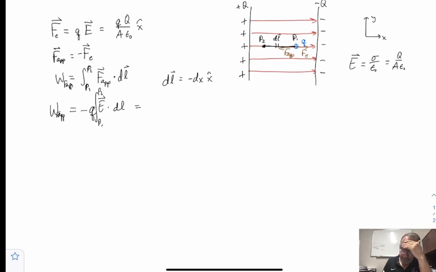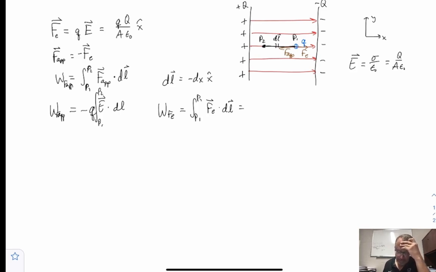You can also think about this in a different way. The applied force does work. The electric force also does work. And so the work of the electric force will be the integral from P1 to P2 of the electric force dotted into dl.